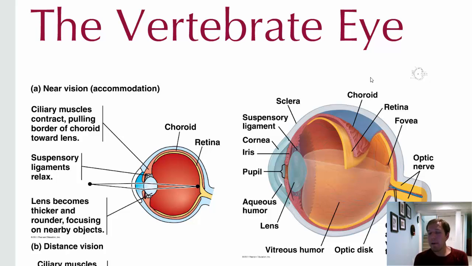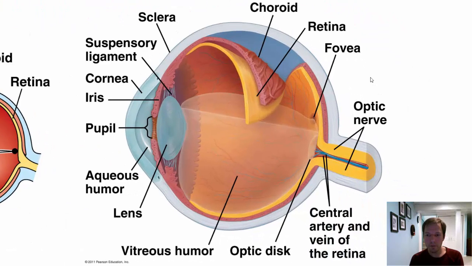We need to spend most of our time, however, on the vertebrate eye. This basic eye structure is going to be seen in all vertebrates, meaning reptiles, amphibians, mammals, birds. We're going to see overlap in terms of the parts. Obviously, there are going to be some differences in particular shapes and relative sizes of structures, but the basic body plan of the eye is going to be in common between all of these.